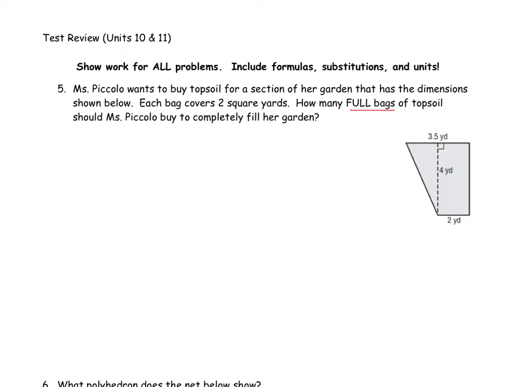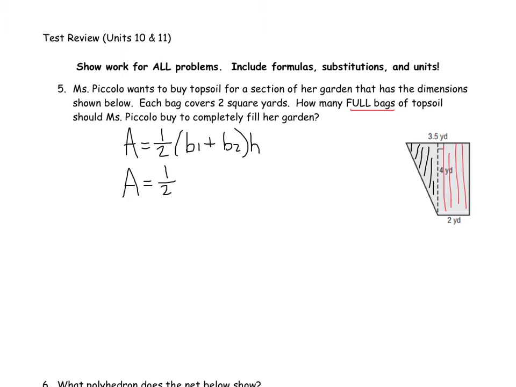Well, if you look at this shape here, it is actually a trapezoid. It's upside down. However, you can break it up into a rectangle and a right triangle. I'm going to do this problem by using the trapezoid formula. A equals 1/2 times base 1 plus base 2 times the height. Looking at this upside down trapezoid, I know that 3.5 and 2 yards are the bases.